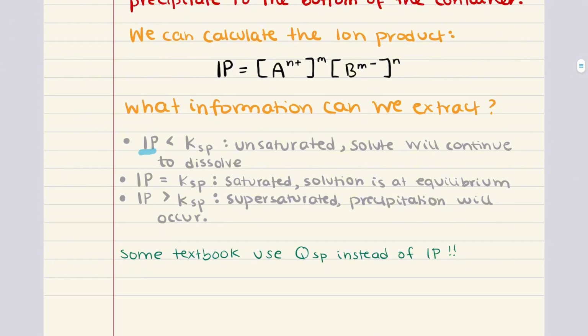If the ion product is less than the solubility product constant, then the solution is unsaturated, meaning more solute can still dissolve.